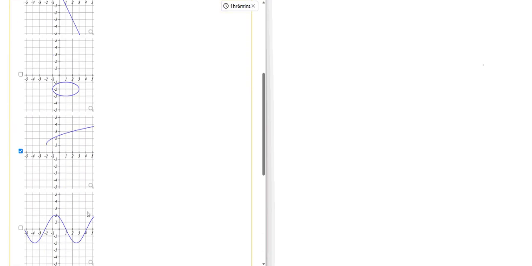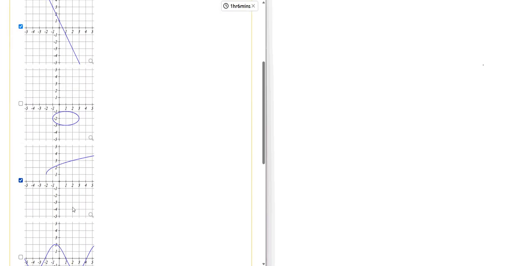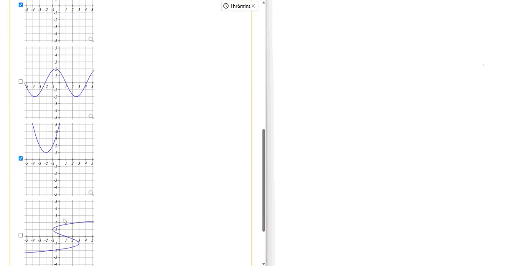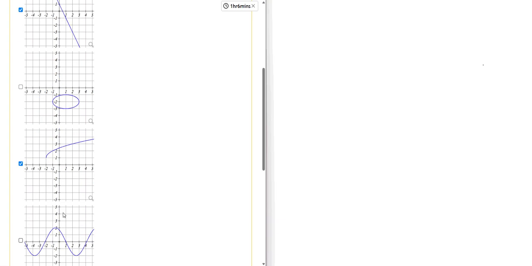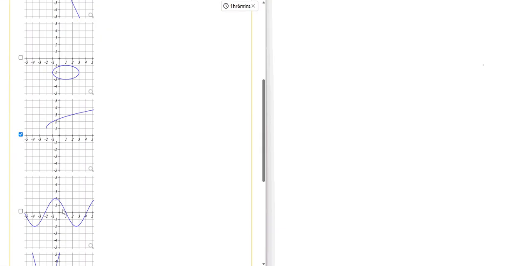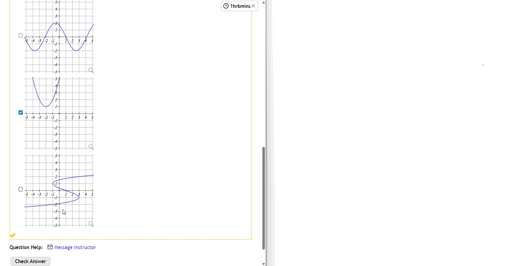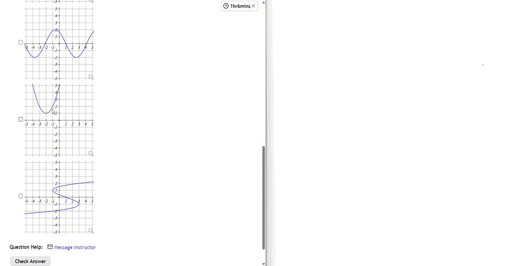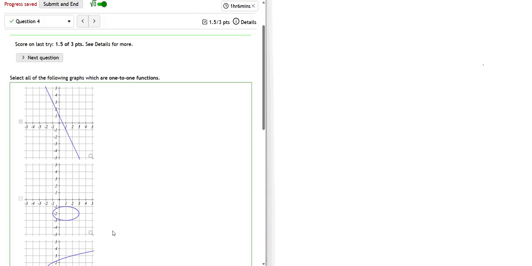Uh-oh, I missed one here. See, what does it say? Select all the one-to-one functions. I don't see where I went wrong here. Oh, this one's not one-to-one. That's right. It does not pass the horizontal line test. The parabola. Parabolas are not one-to-one functions.